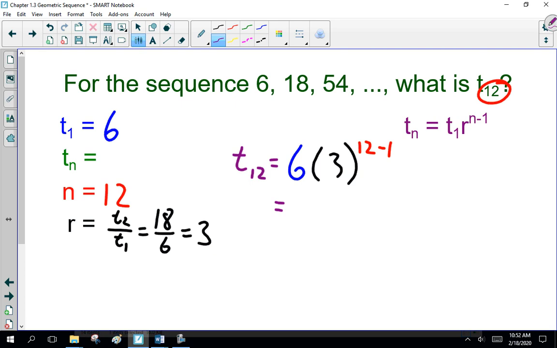All right, guys, 6 times 3 to the 12 minus 1. So, can anyone do this in their head? No. And I see 3 people, 4 people, 5, 6 going for a calculator. 6 times 3 to the 11. Now, remember, guys, order of operations.